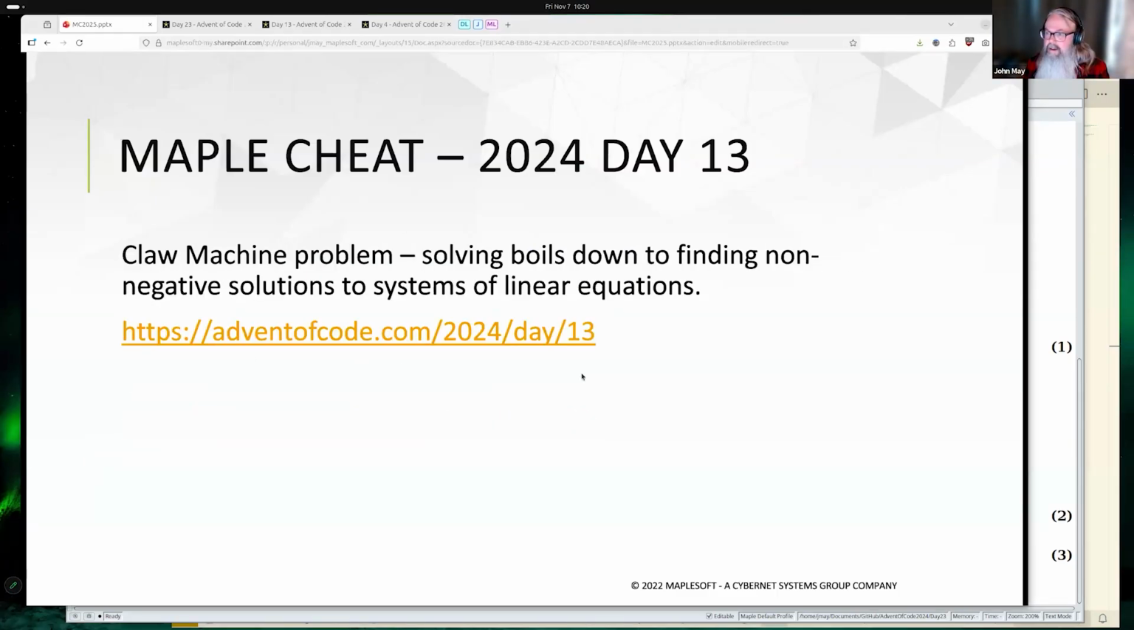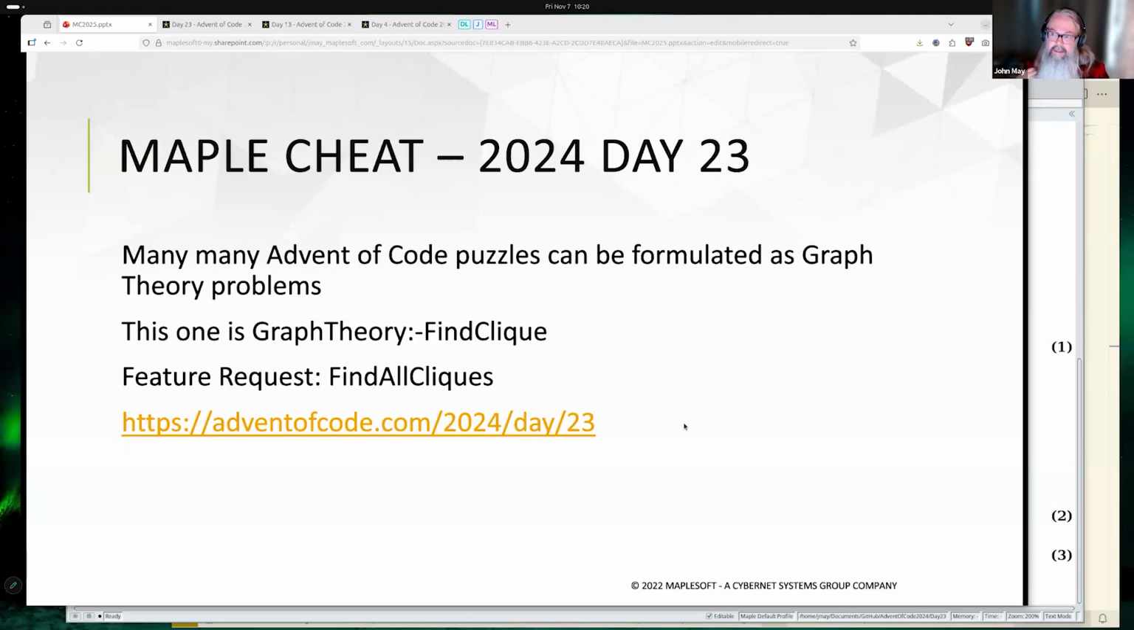Let's get a find all cliques command, because there's a known algorithm and it's not so hard to do. But all right, so anyway, that's a cool problem.